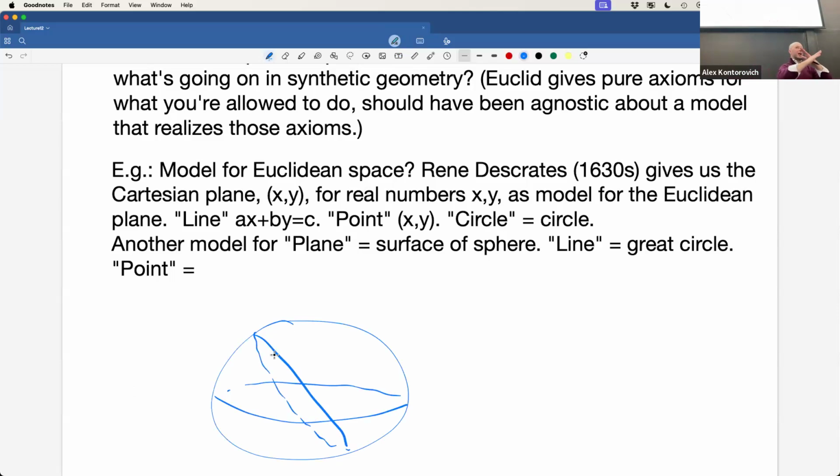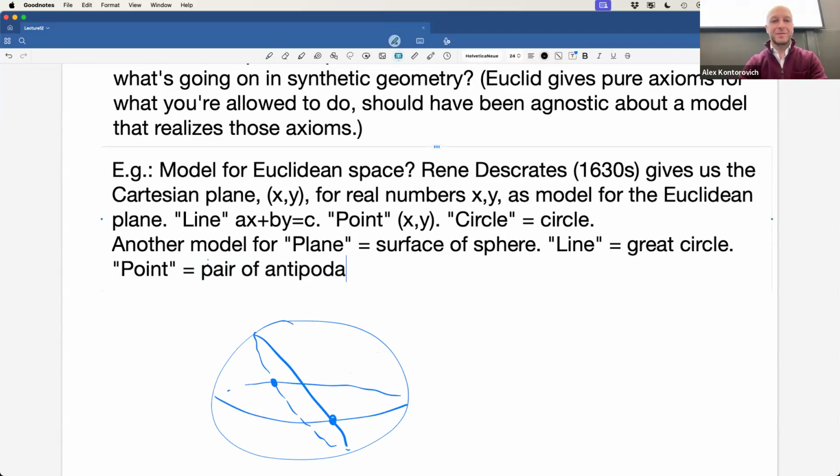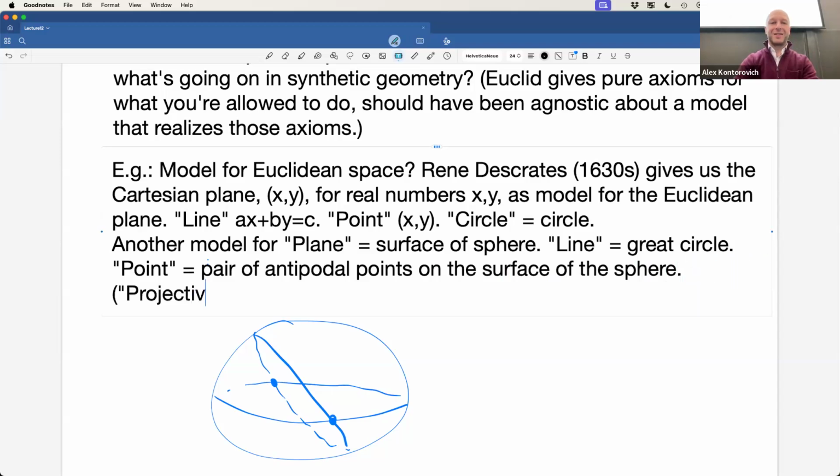Any two lines should intersect, and at most one point if they intersect. So what must the definition of point be? Yes, two antipodal points in the model. A point should mean a pair of antipodal points on the surface of the sphere. So this geometry is technically not spherical geometry, but projective geometry. And maybe we'll talk more about that next time.